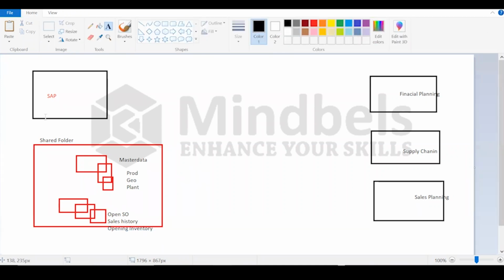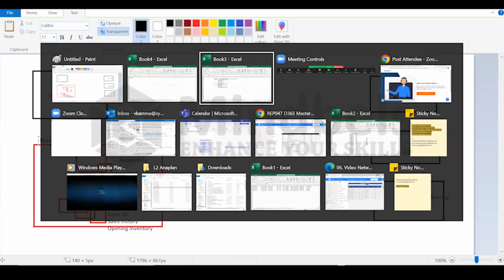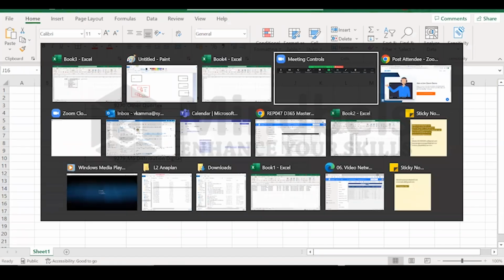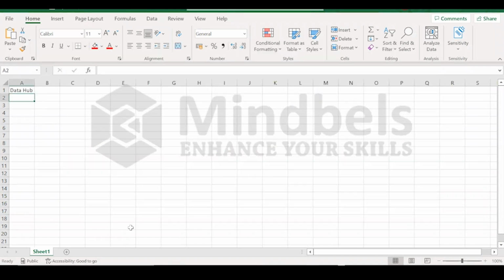Okay, so let me tell you about the shared folder. Let us say you are a part of the Anaplan consulting team. The Anaplan consulting team is maintained by Deloitte. Now you are an employee of Deloitte, correct? You are a Deloitte employee.